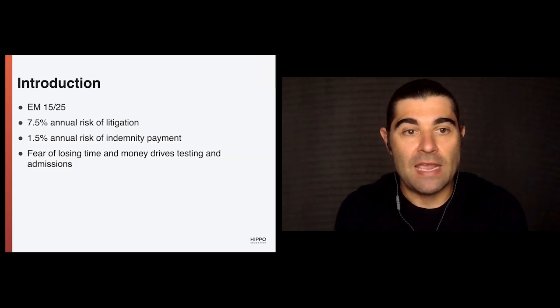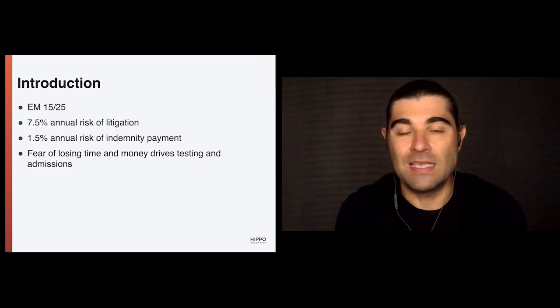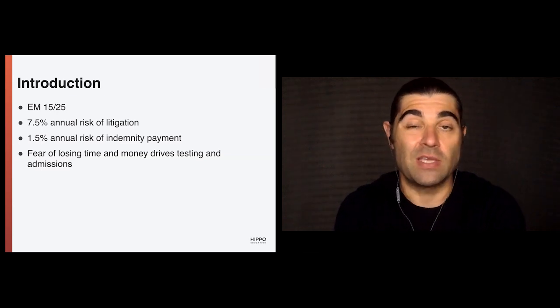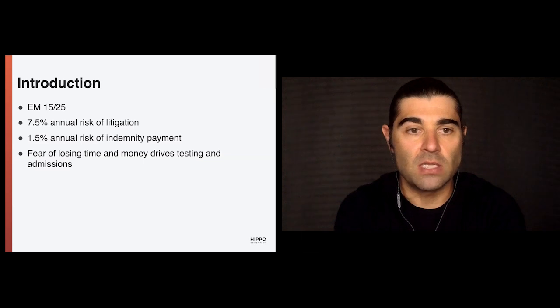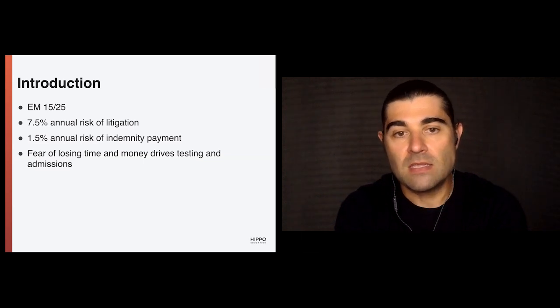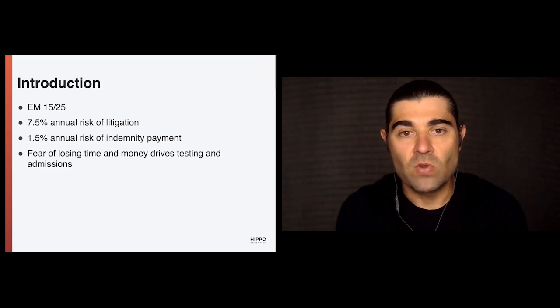Now, the good news is annually, 7.5% is the annual risk of getting sued, and 1.5% annual risk for actually having to pay out. So those numbers are pretty low. And I think the thing that this paper brings up is that we shouldn't practice defensively, but we should be aware of these numbers and kind of where we fall.